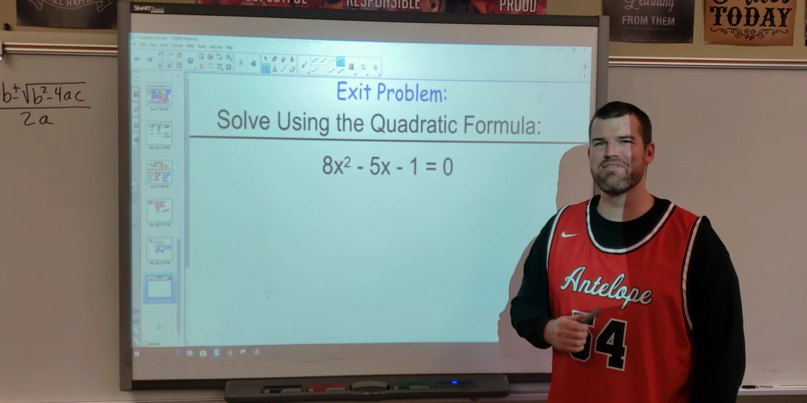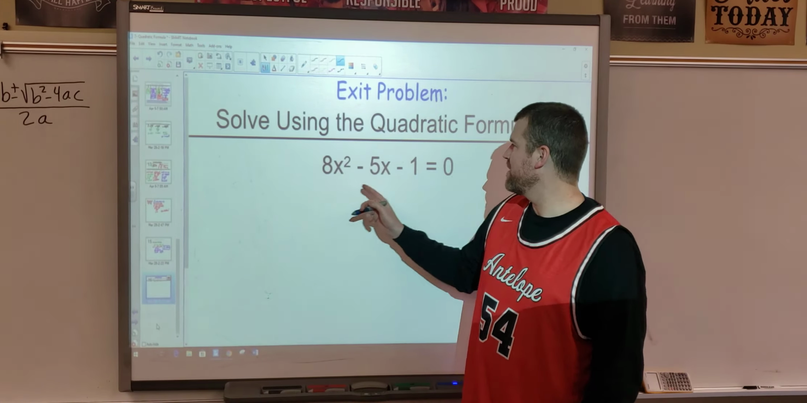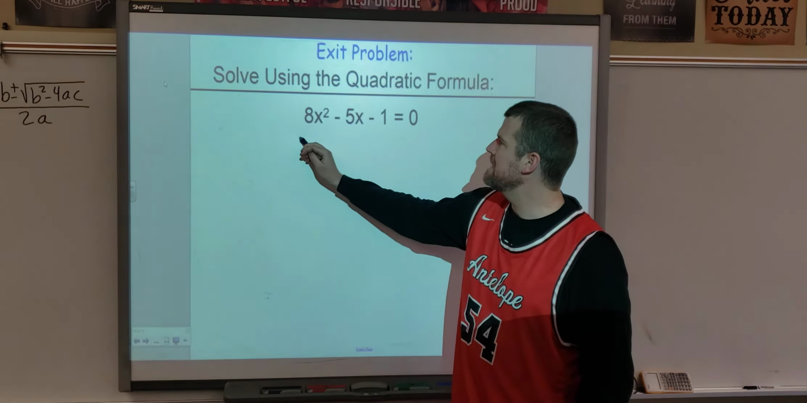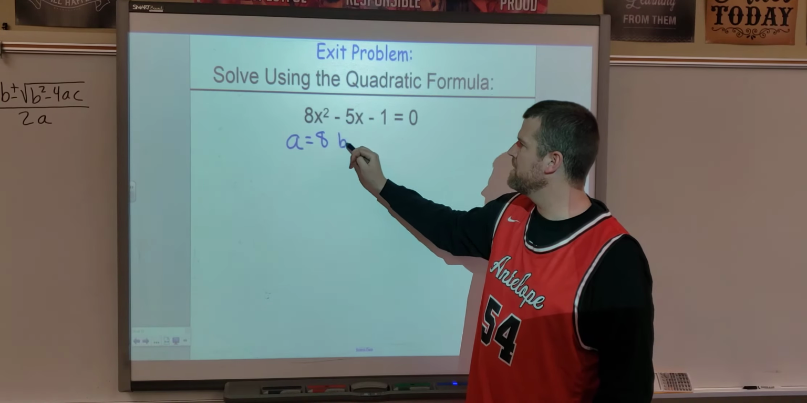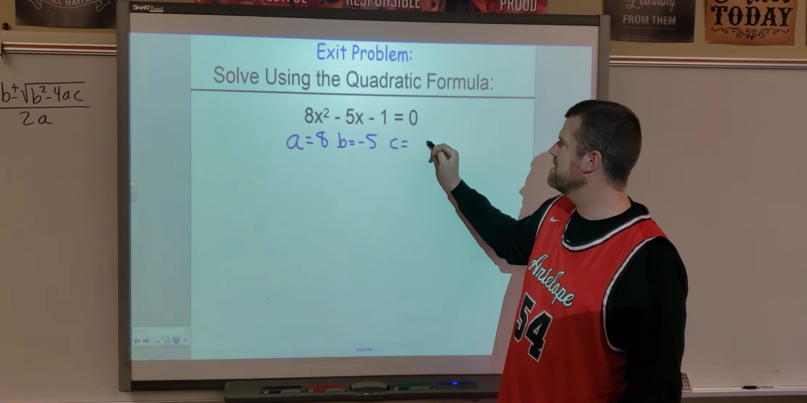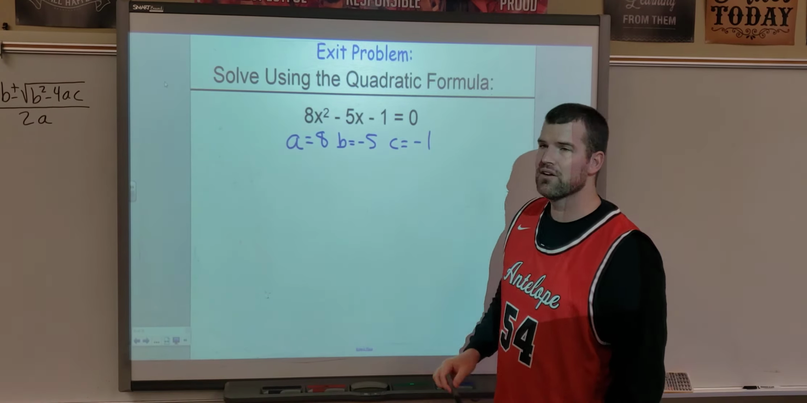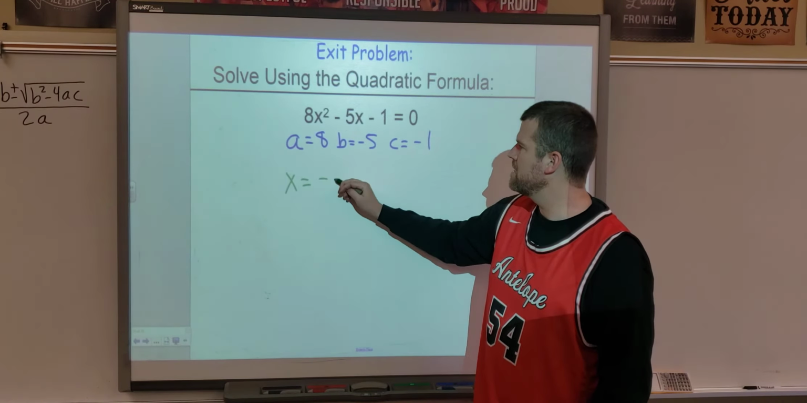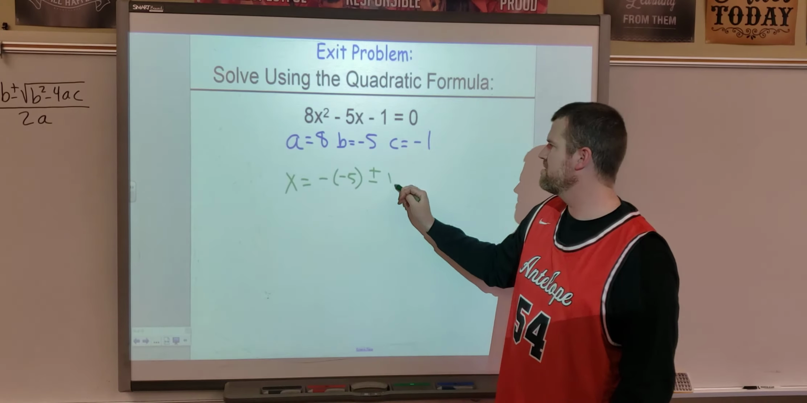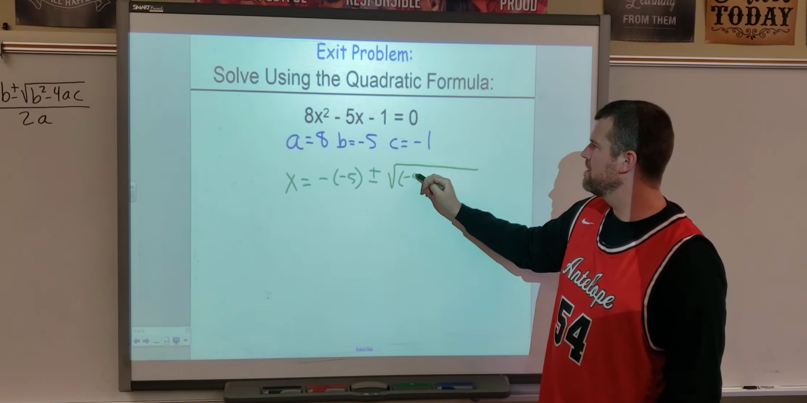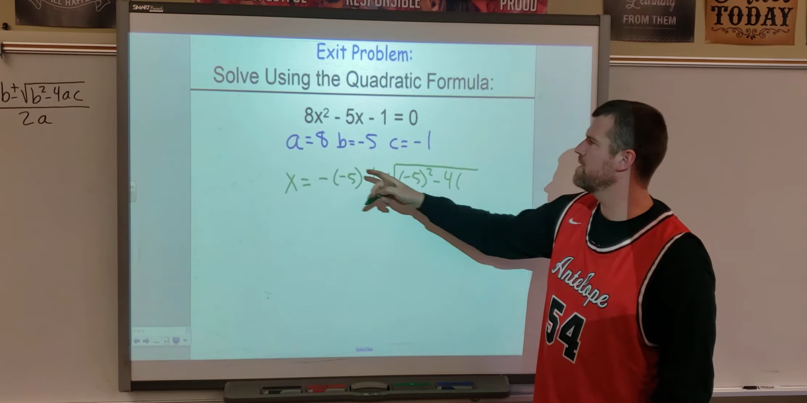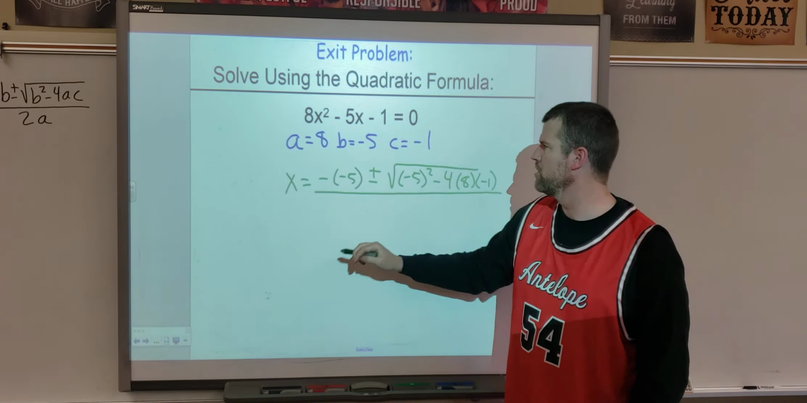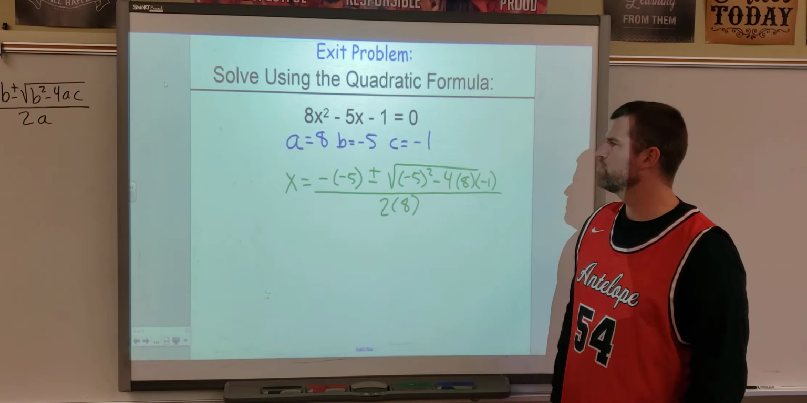And we're back. Wow, it's amazing how we're back again. All right, quadratic formula, we must set it equal to 0. Good. We must then identify our a, b, and c. So a is 8, b is negative 5, c is negative 1. Then we're going to plug those into the quadratic formula. X equals negative b plus or minus the square root of b squared minus 4 times a times c, all over 2 times a, which was 8.